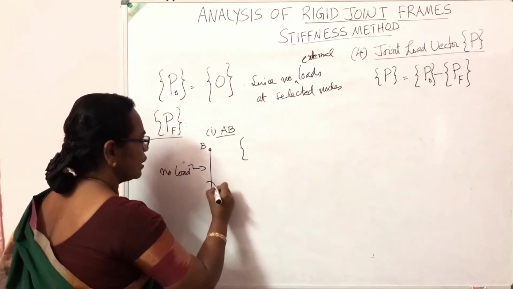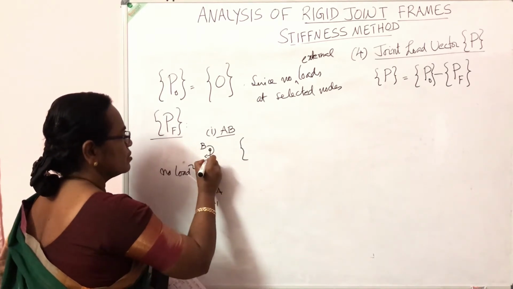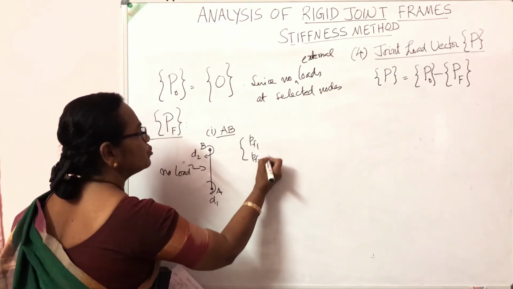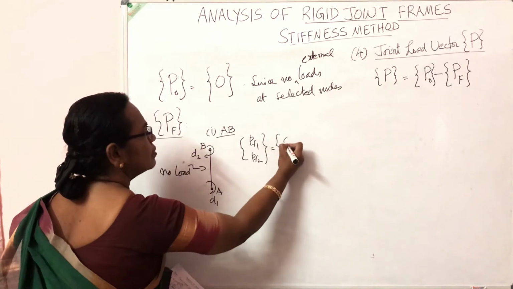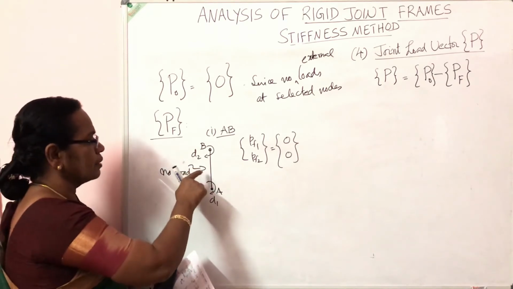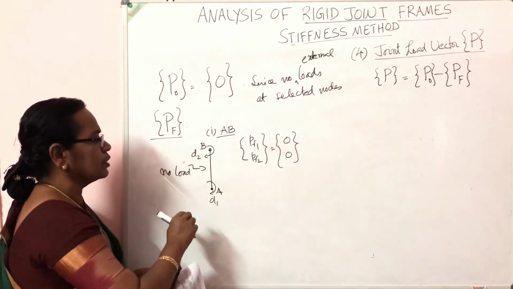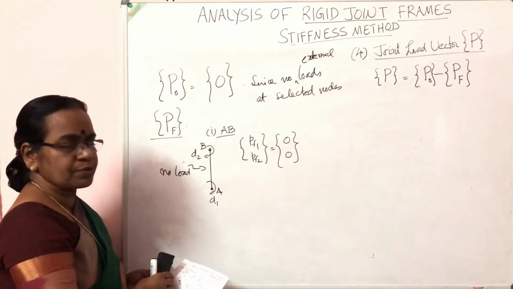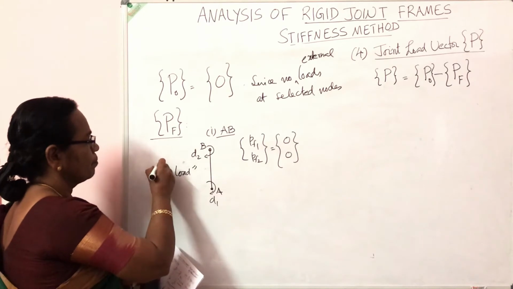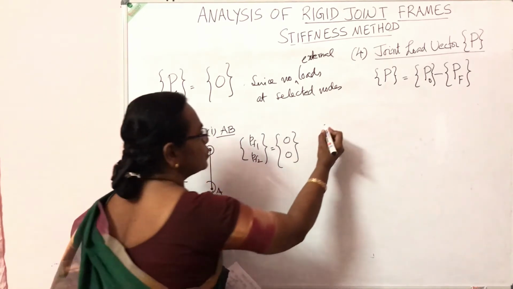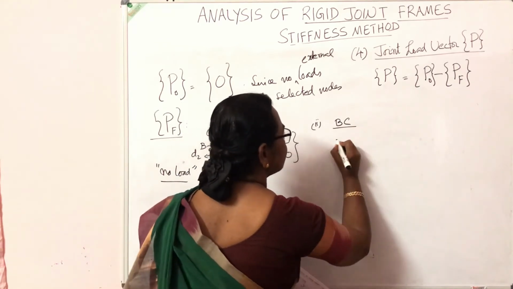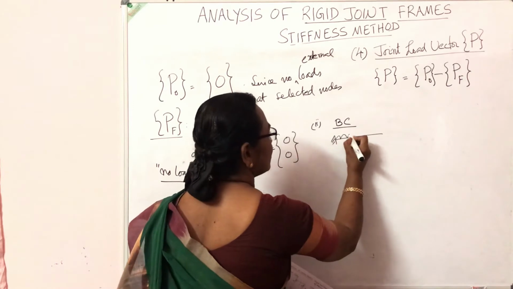The coordinates for the element were D1 and D2. Therefore, you can write PF1 and PF2 for that element as 0, 0. Since there was no load acting in the element, if there were some UDL or some point load in this element, there would have been a fixed end moment vector accordingly. So here, since there is no load in this element, this is 0.